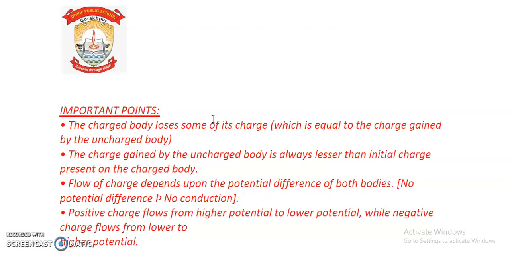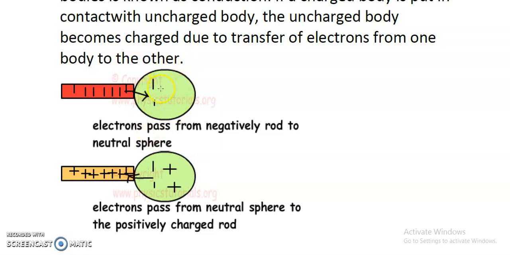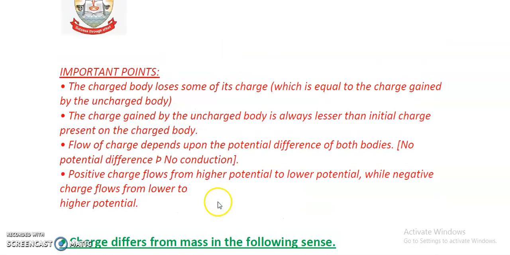Next, we are going to observe some important points in the process of conduction. What are those important facts? The charged body loses some of its charge. We could see there that the charged body was losing its charge, which is equal to the charge gained by the uncharged body. Whatever charge was gained by this sphere was equal to the charge lost by this rod. In this case also, whatever charge is gained by this uncharged body, you can see this line, I am reading it for you.